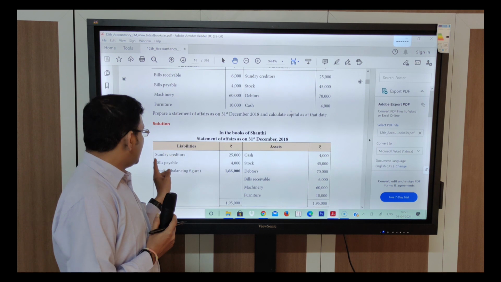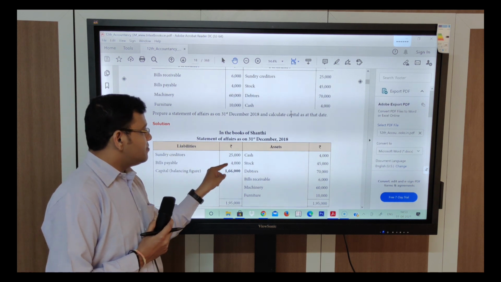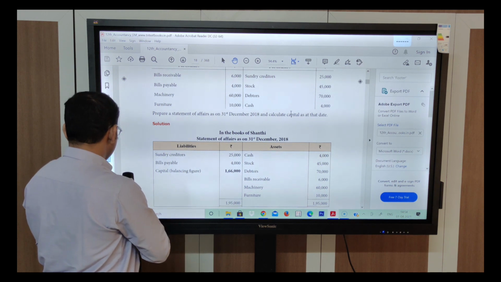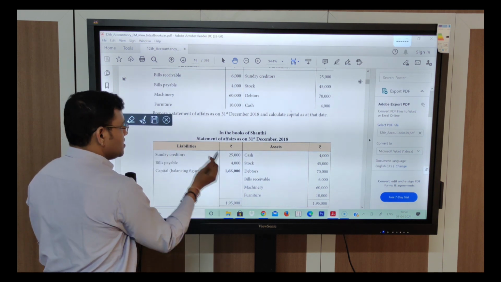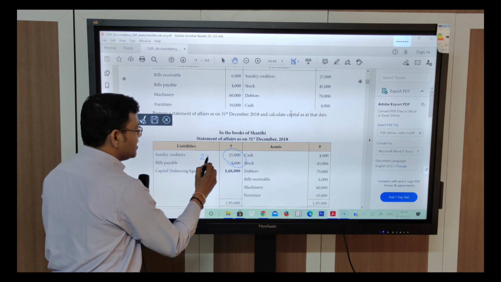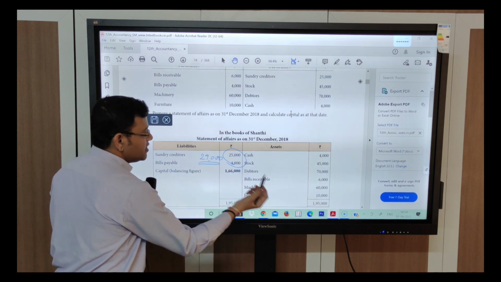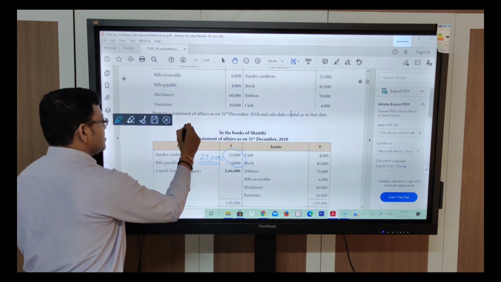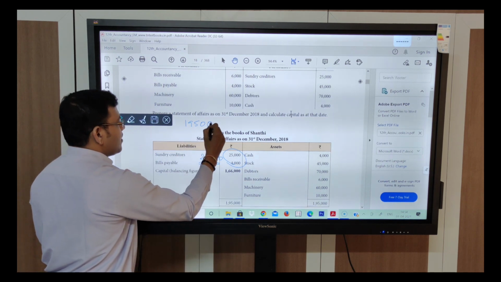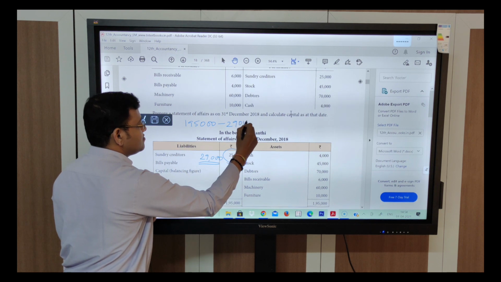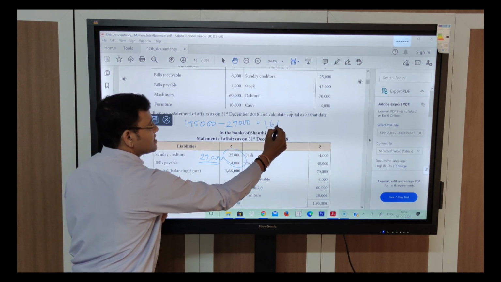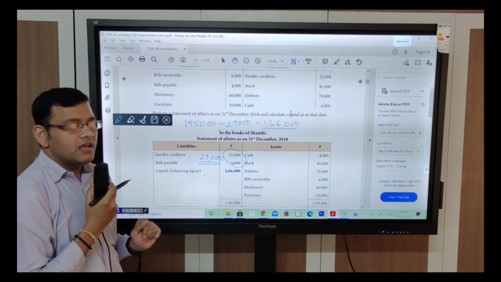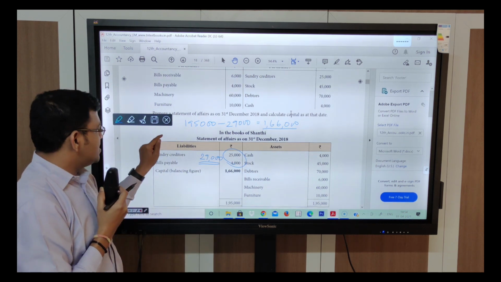1,95,000. And on the liability side, you have 25 plus 4, 29,000. And on the asset side, you have 1,95,000. So 1,95,000 minus 29,000, that will be how much? 1,66,000. So 1,66,000 will be the capital. So this will be the balancing figure.